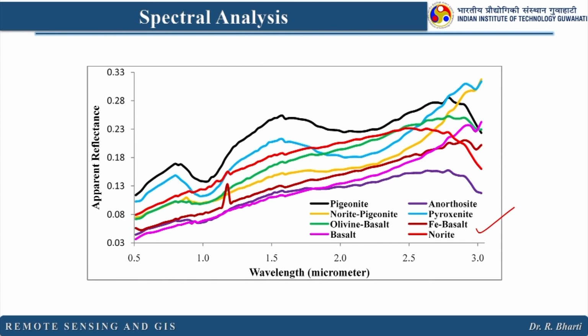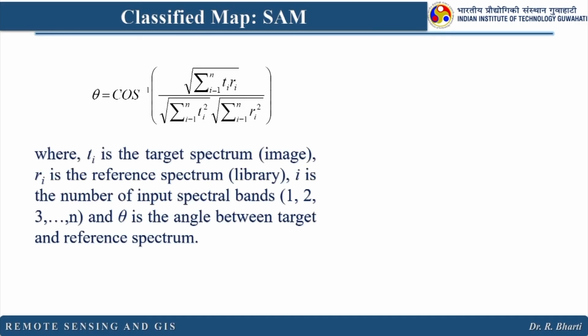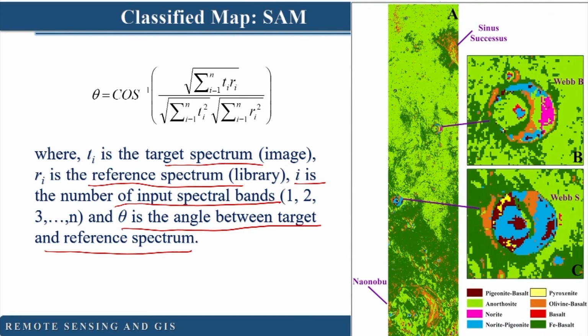Once you have this information, you can use these end members to classify your image. Remember SAM, spectral angle mapper, where we estimate the theta between your reference spectra, in this case your end member, and the pixel spectra, right. So then we measure this theta, where Ti is the target spectrum, Ri is the reference spectrum, i is the number of input spectral bands, and theta is the angle between target and reference spectrum. That is how we got this particular output, where you can see all these colors represent different types of rock, right.